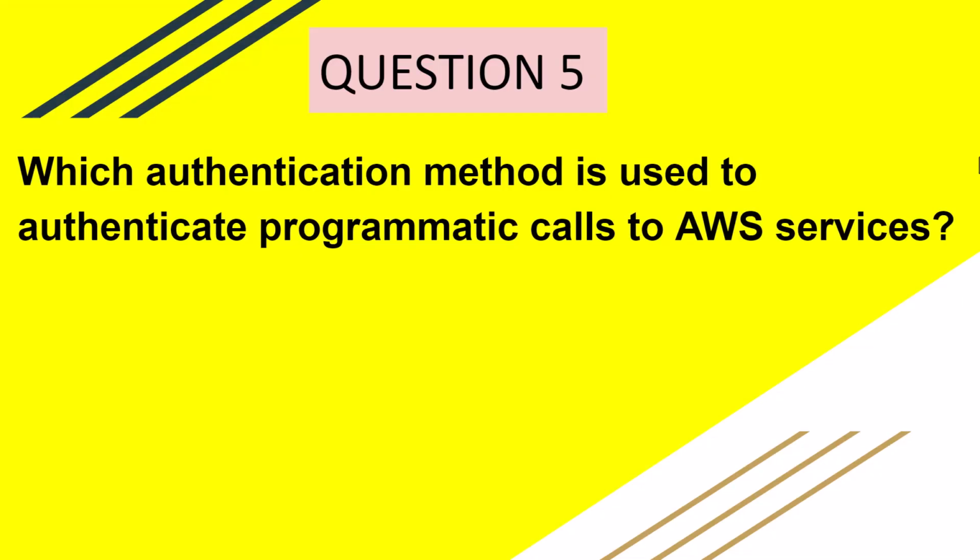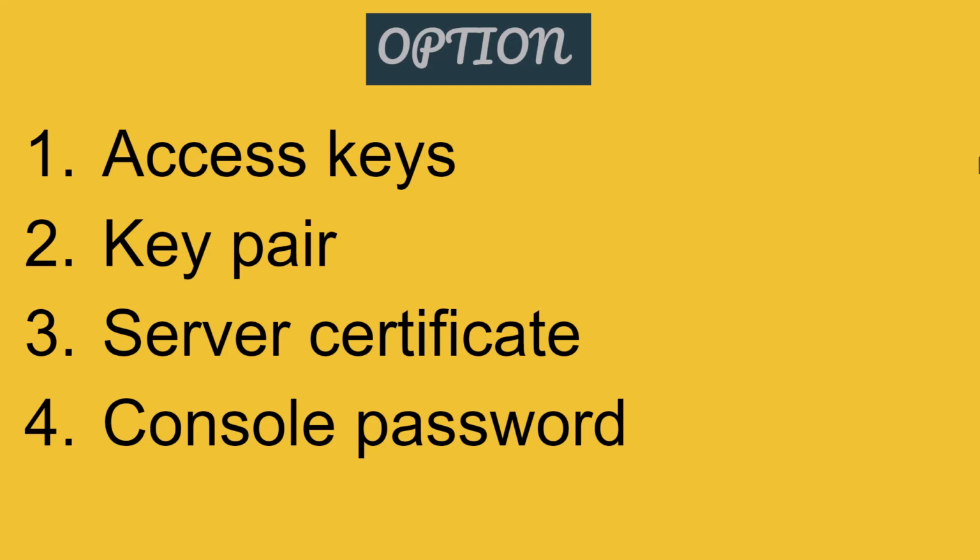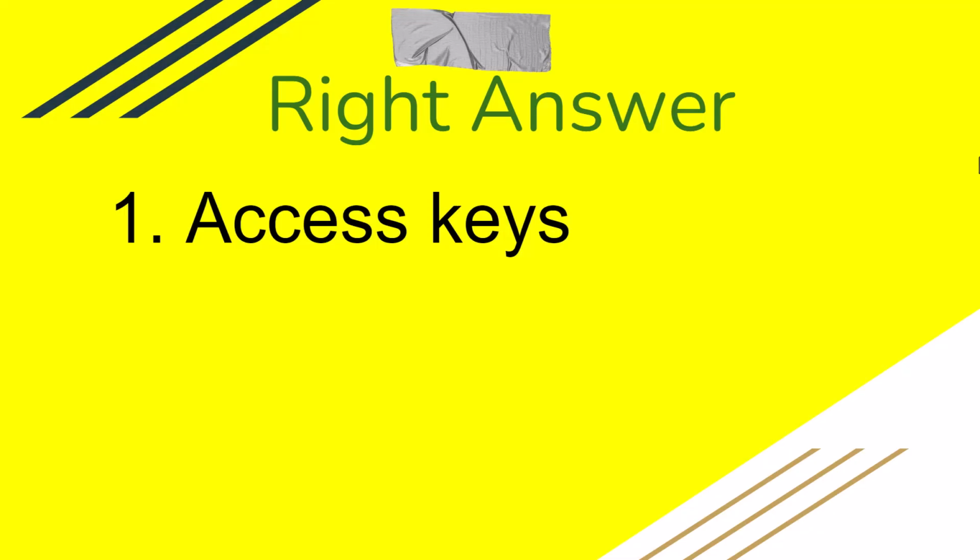Question 5. Which authentication method is used to authenticate programmatic calls to AWS services? Option 1. Access keys. 2. Key pair. 3. Server certificate. 4. Console password. Right answer is 1.